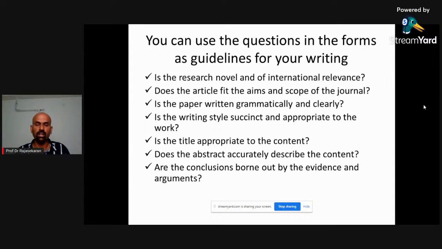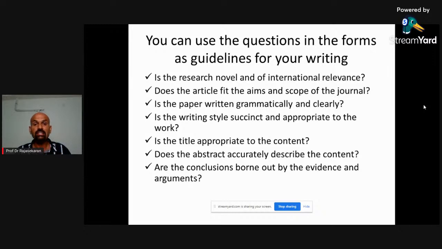Third thing, is the paper written grammatically and clearly? Without grammar mistakes, and with proper cohesion and flow, have you written it? They'll check it out. And fourth one, is the writing style succinct and appropriate to the work? Based on your research work, if it is a narrative, you should write it in a proper narrative form. If it is expository, you have to go with the expository form in the paper. So make sure what particular style of writing that particular journal demands, and you have to follow that.